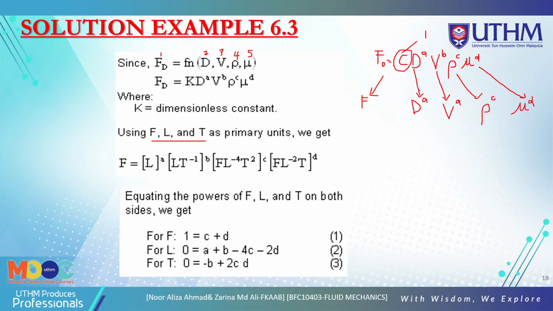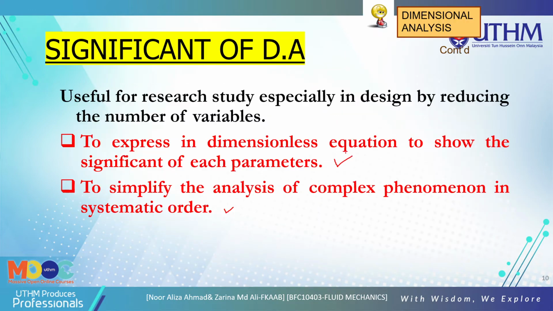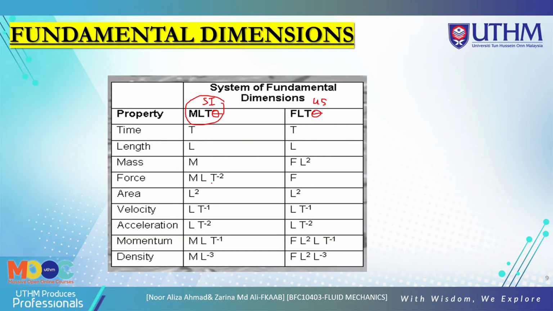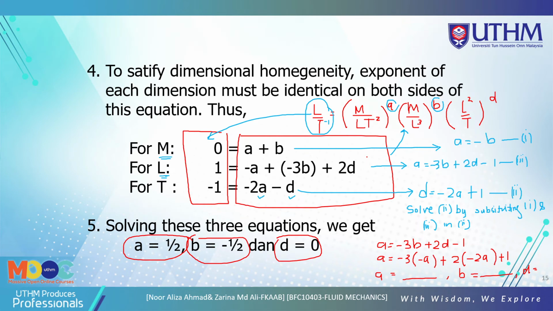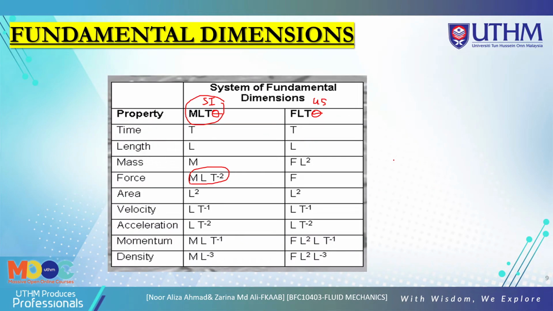So we just use the SI unit. We use the SI unit as the F, where F is the force here. So you just look back again at the force. For the SI unit, there is no force, it is under M here. You use the MLT. Force is MLT negative 2, and in FLT, it is F.